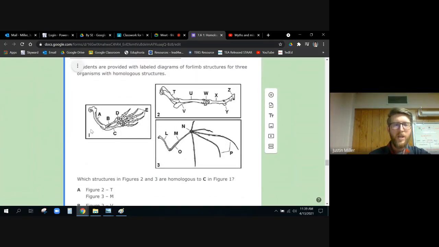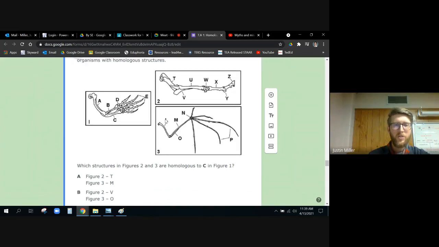So we have these three diagrams, 1, 2, and 3. These are three different arms of three different species. Which structures in figures 2 and 3, which are these two over here, are homologous, or in other words, similar or the same to C in figure 1? So here's bone C in figure 1. Which one of these is homologous in 2 and 3 to bone C?